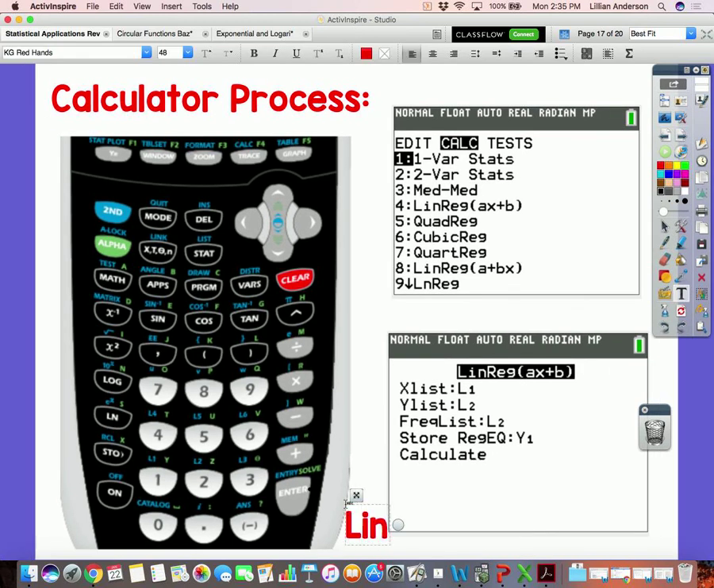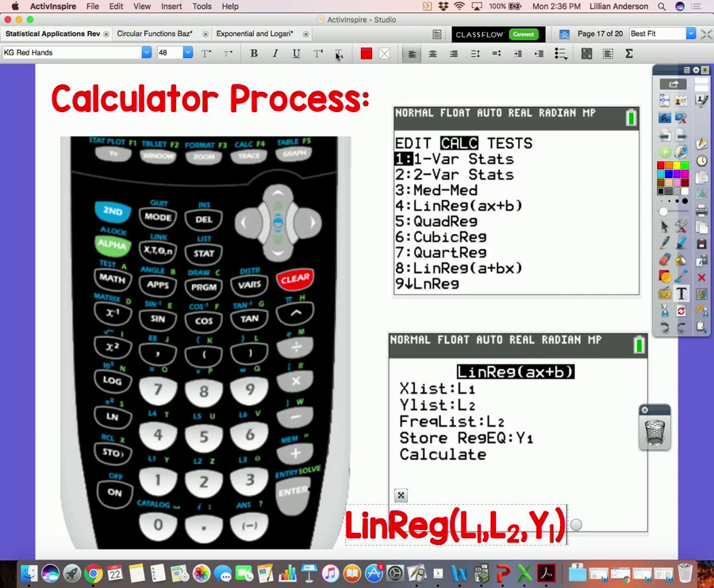If yours looks like Artney's, where it just pops up like this, what goes first? L1. Okay. You do L1, and then you have to do a comma. What comes next? L2. And then what? Y1. Comma. And then you go through the whole process to get your Y1. Okay? That's what it should look like: L1, L2, and then Y1 with commas in between.